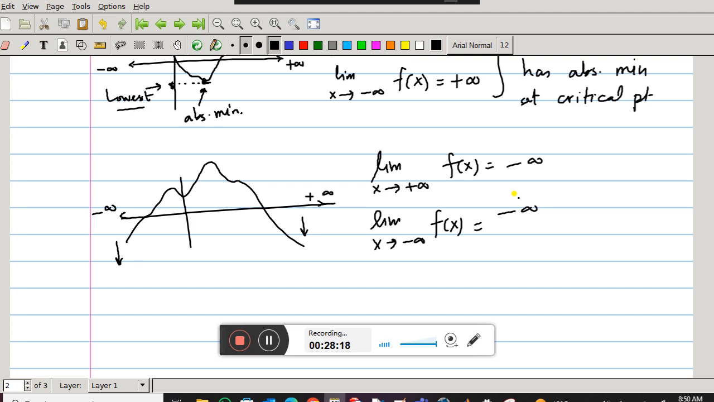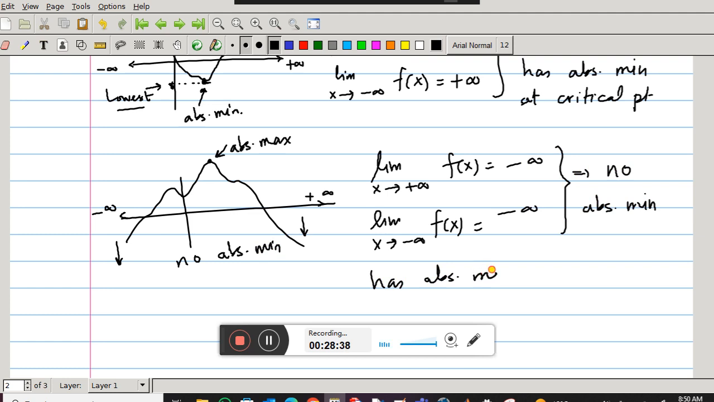But I have a maximum somewhere like this one. So see, this point will become the absolute maximum and no absolute minimum there, right? So this means that there is no absolute minimum, but f has an absolute maximum at a critical point. At some critical point, it will have a maximum. So what I will do, I will compare critical points. The largest will give me the maximum.